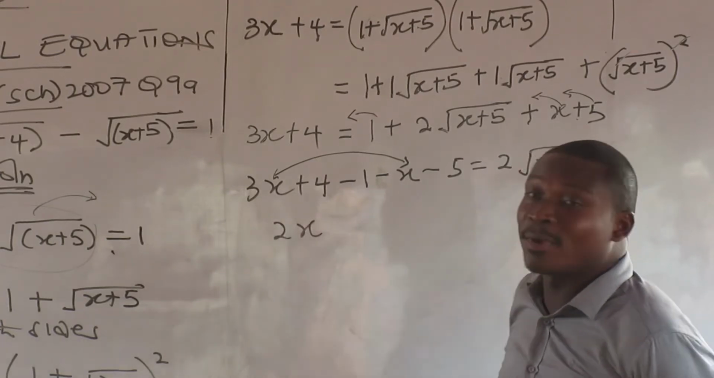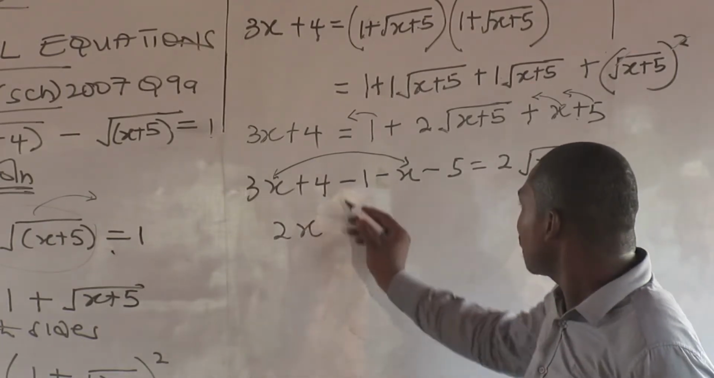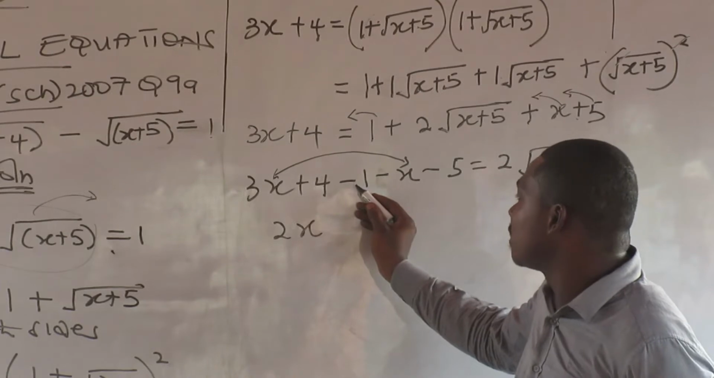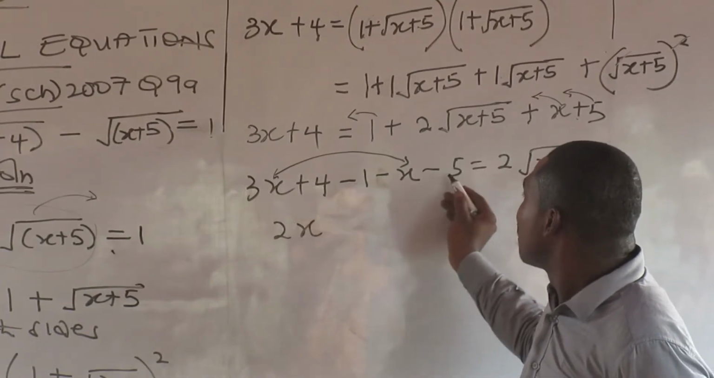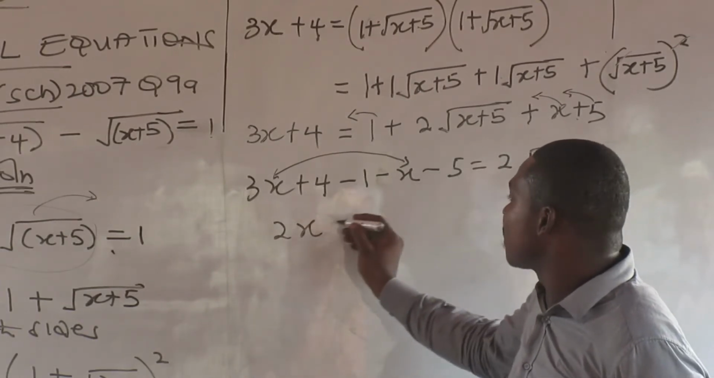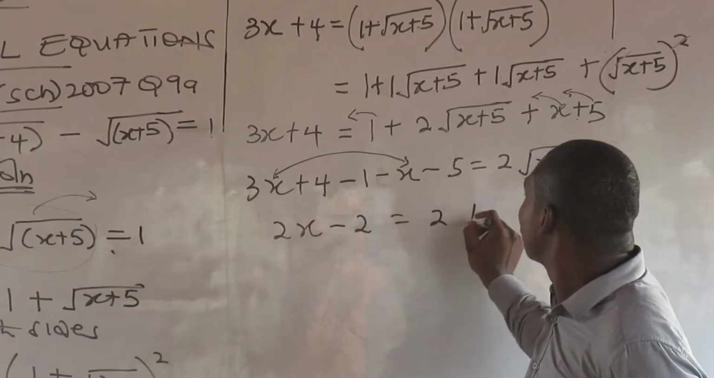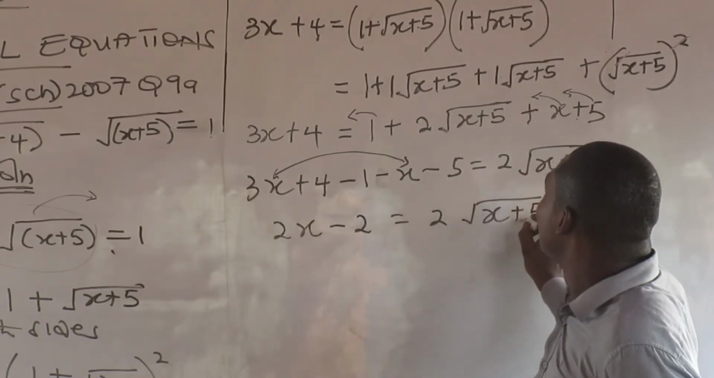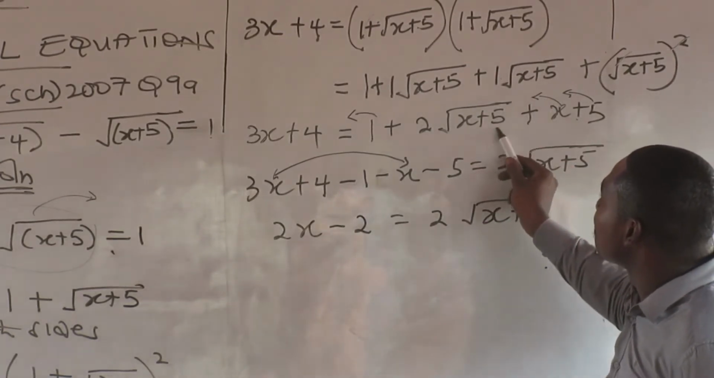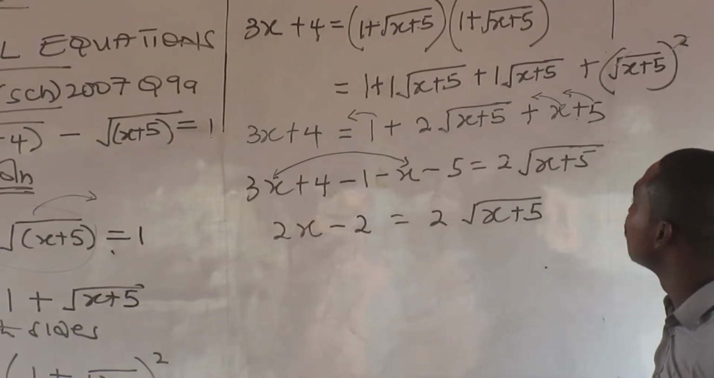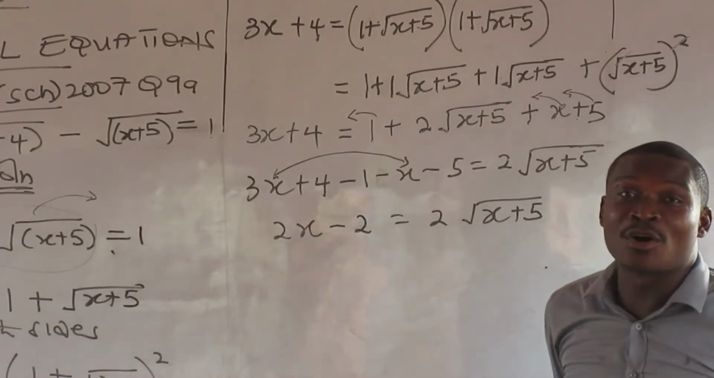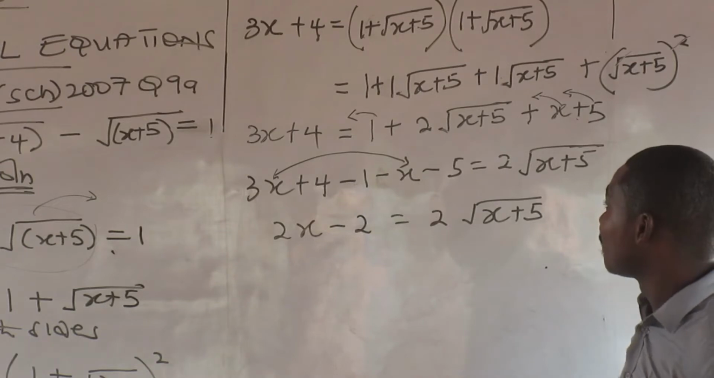That is 2x. You believe? Yeah. 4 minus 1 is 3. 3 minus 5 is minus 2. Good. Wow. Now the problem is here. If you don't pay attention to how you arrange your variables here, that will be the problem.